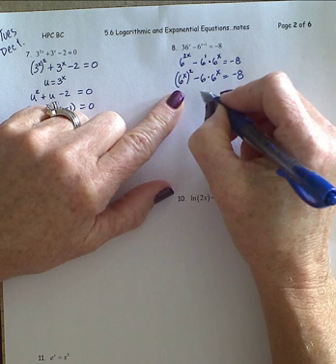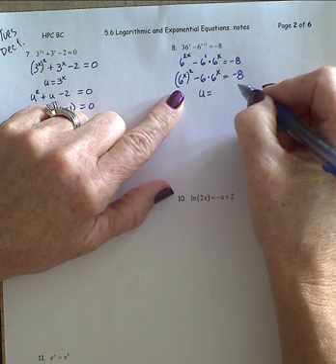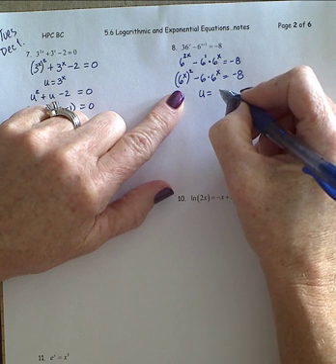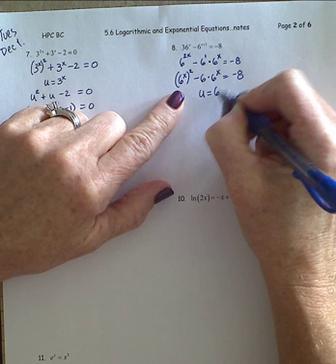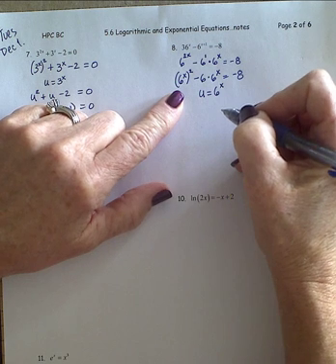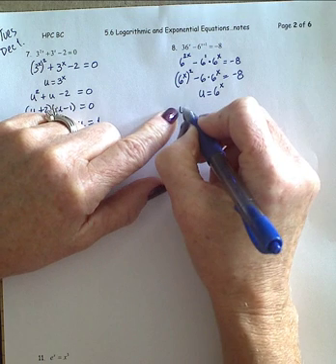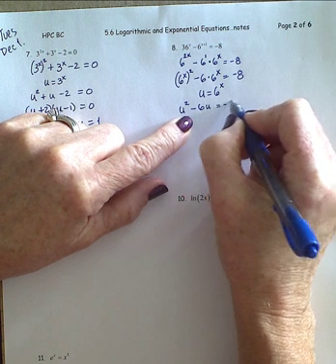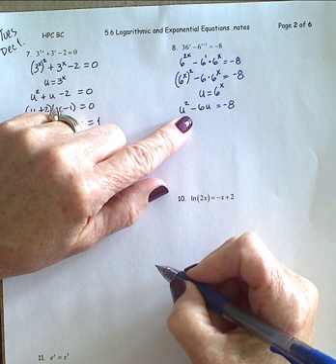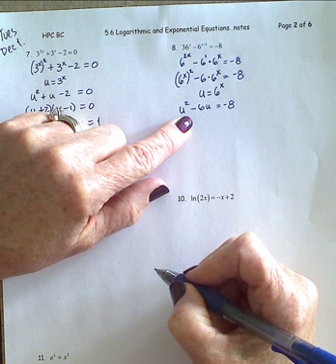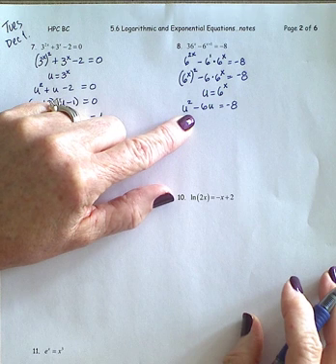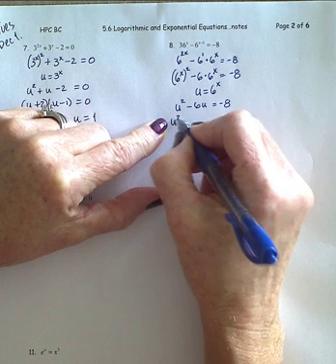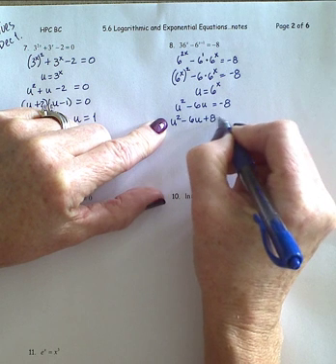All right, so u, what do you want to make your u this time? Helena, what do you think? 6 to the x, right? 6 to the x. So when we substitute that out, that's going to be a u squared minus 6u equals a negative 8. Will, do you have an idea now what to do? Right? U squared minus 6u plus an 8 equals 0.